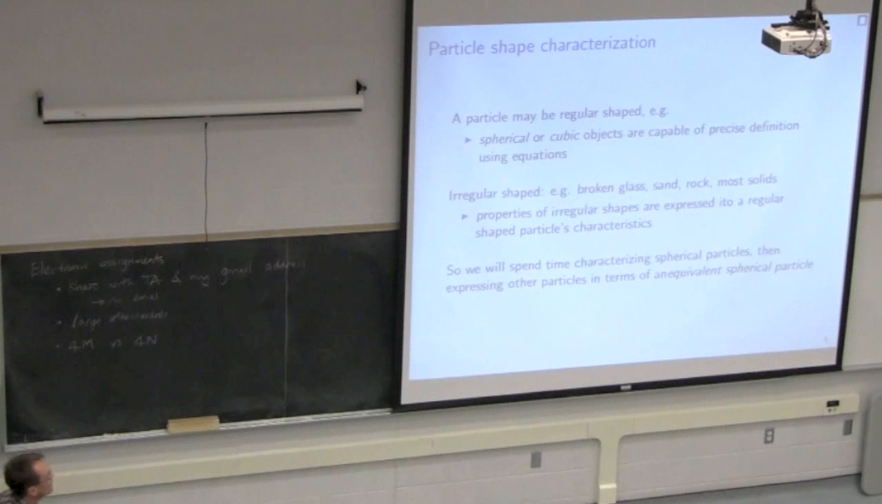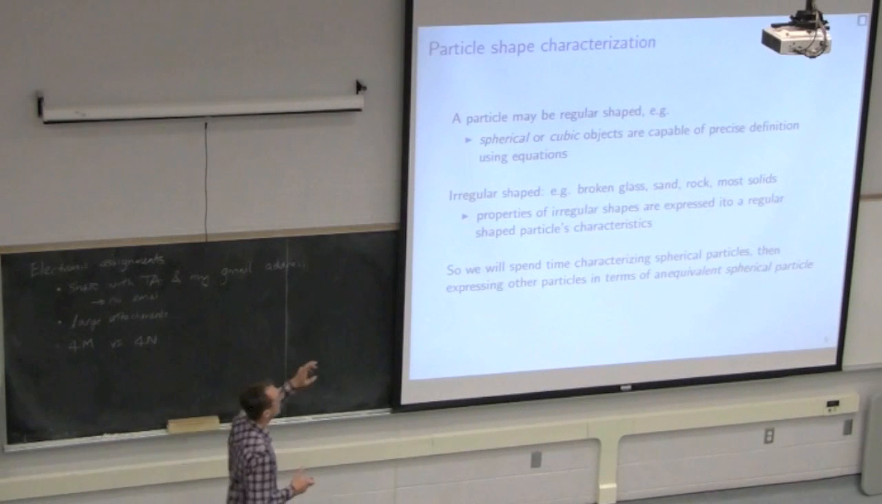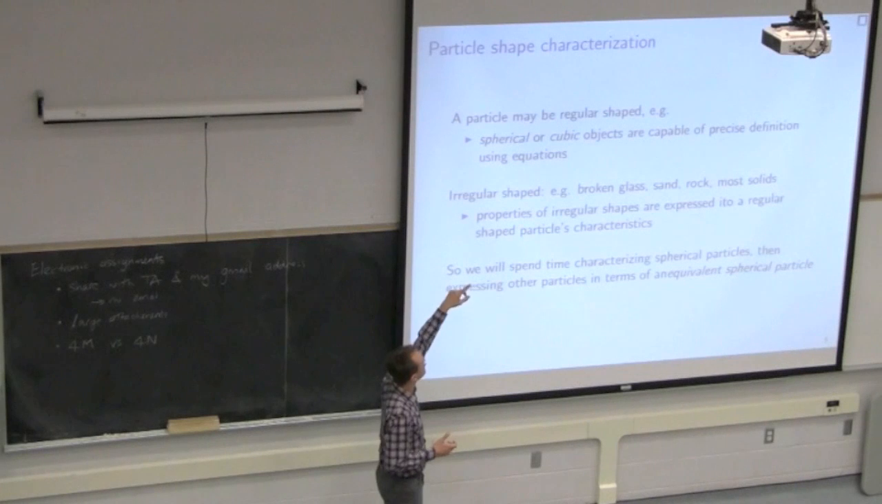So when we talk about particles, we talk about the shape of them in two categories, either regular or irregular. A regularly shaped particle would be either spherical or cubic. And we like those two definitions because they're very easy to work with. We've got easy equations. We can conceptually understand them.